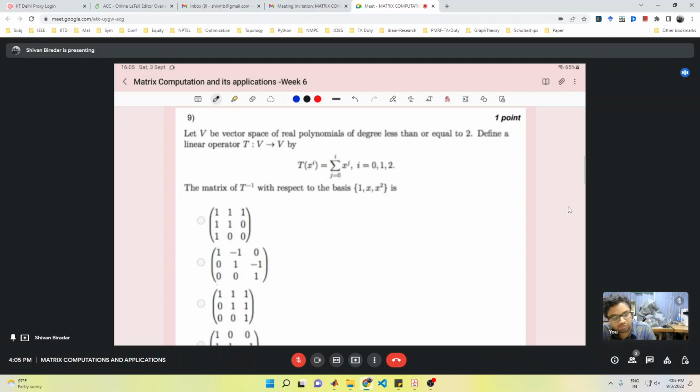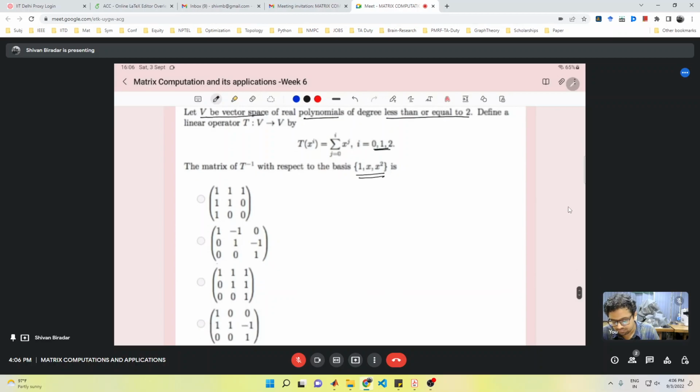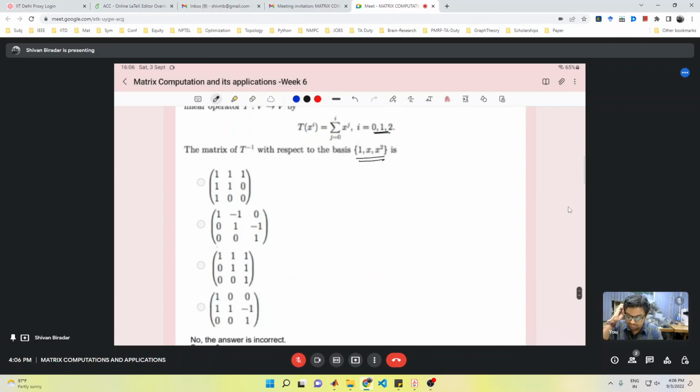So we jump on to ninth question, where we have a vector space V of real polynomials of degree less than or equal to 2. We have defined a linear operator T, which says that a linear operator T operated on x raised to i for i equal to 0, 1, 2 would give us the summation of x raised to j, where j is from 0 to i. And the basis of the polynomial is 1, x, x square. So we have to find the matrix T inverse.